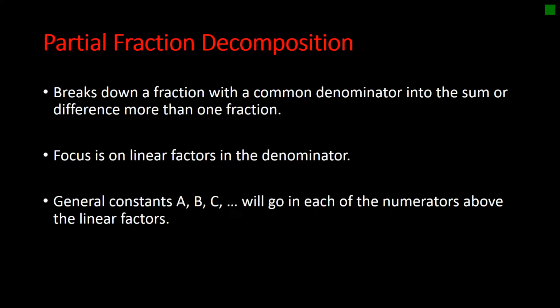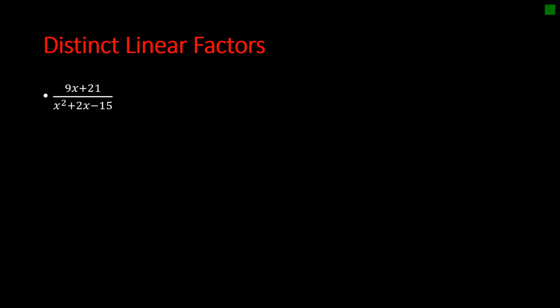So when you have linear factors in your denominator, then you're going to have general constants A, B, C, and if you need more, just keep on down the alphabet. Those will go in the numerator over our linear factors. And the goal is to find those general constants A, B, C, and so on. All right, let's look at an example.